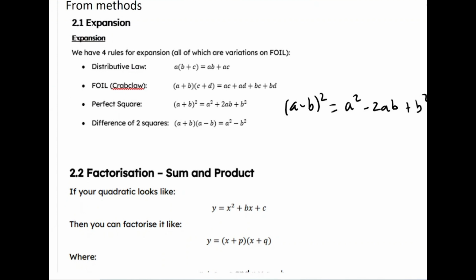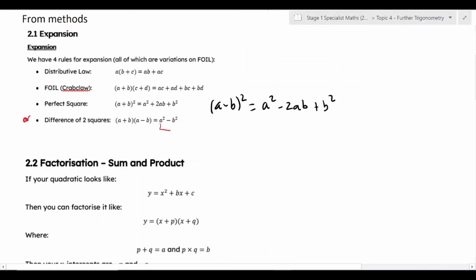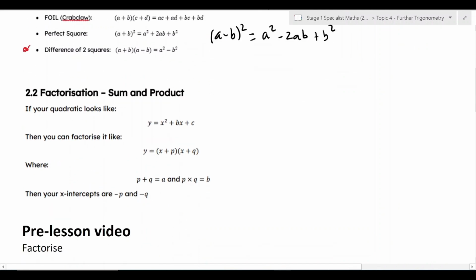Some key ones we're going to be using today are difference of two squares in reverse. So you have something that looks like a squared take b squared, and you factorize it out to that. We're also going to be using sum and product. So remember, when you get a quadratic like this, it factorizes out like sum and product.